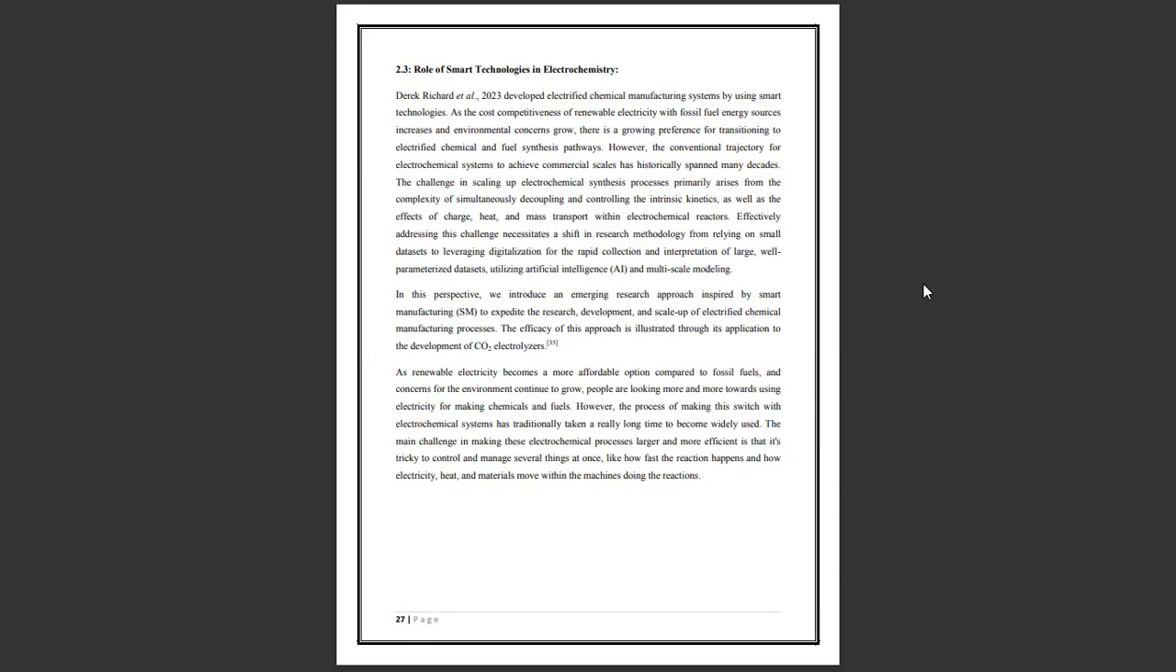As renewable electricity becomes a more affordable option compared to fossil fuels and concerns for the environment continue to grow, people are looking more and more towards using electricity for making chemicals and fuels. However, the process of making this switch with electrochemical systems had traditionally taken a really long time to become widely used. The main challenge in making the electrochemical processes larger and more efficient is that it's tricky to manage several things at once, like how fast the reaction happens and how electricity, heat, and materials move within the machines doing the reactions.